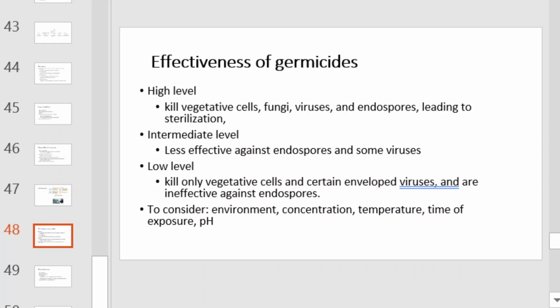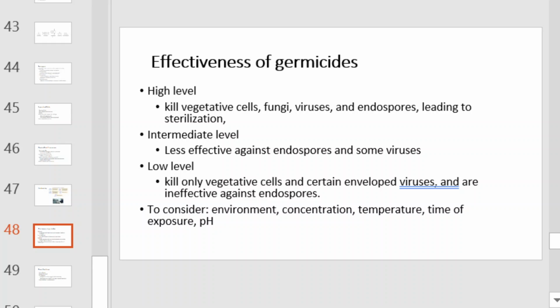The effectiveness of germicides. Germicides' effectiveness will range from high to low. High-level effectiveness kills vegetative cells and endospores, leading to sterilization. Intermediate level is less effective against endospores and viruses. Low level kills only vegetative cells and certain enveloped viruses and is ineffective against endospores.